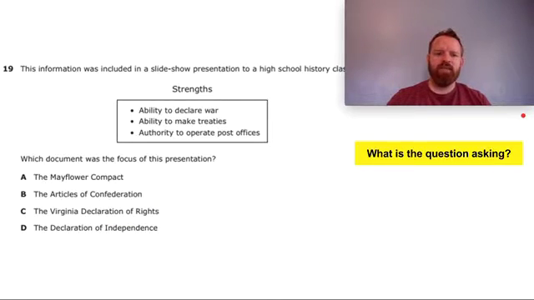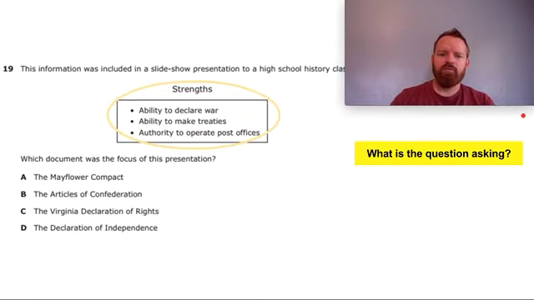Alright, this information was included in a slideshow presentation to a history class. Let's look below. It says strengths: ability to declare war, ability to make treaties, authority to operate post offices. Which document was the focus of this presentation? This one's a little bit tricky. They're trying to confuse us a little bit maybe. So what is the question asking?